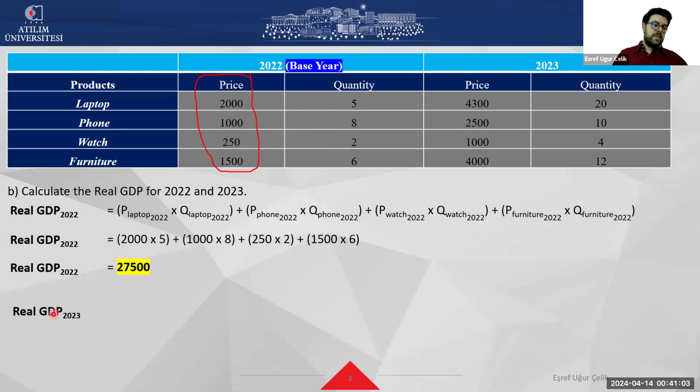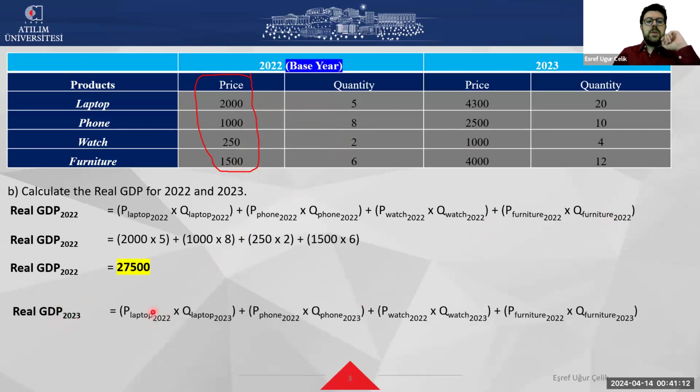What about the other part? Other part of the question, real GDP 2023. What can I say? For the price, we get the base year price. For the quantity, what year did I ask you? I asked the year of 2023. So for the quantity, we take 2023. For the price, we take the base year price. You see over there.